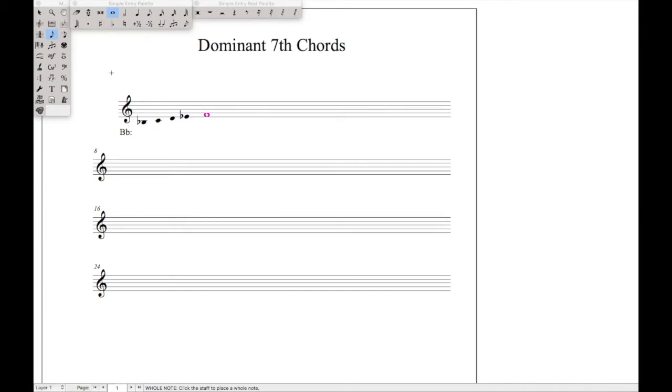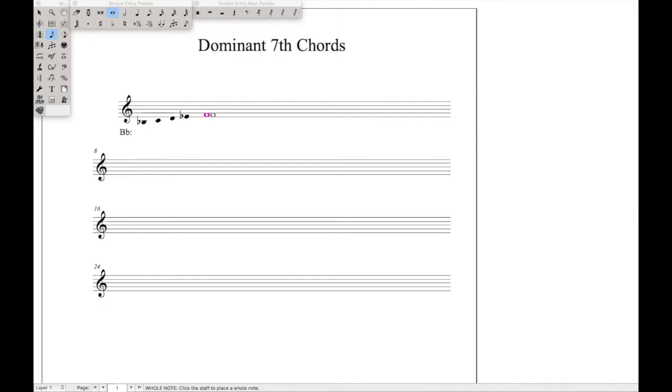So I'm 5 notes up. I've got B flat, I've got C, I've got D, I've got E flat, and I've got F. And that's going to be the 5th note of the scale, or the dominant note. And so what's going to happen is it's on F here that we're going to build our dominant 7th chord.